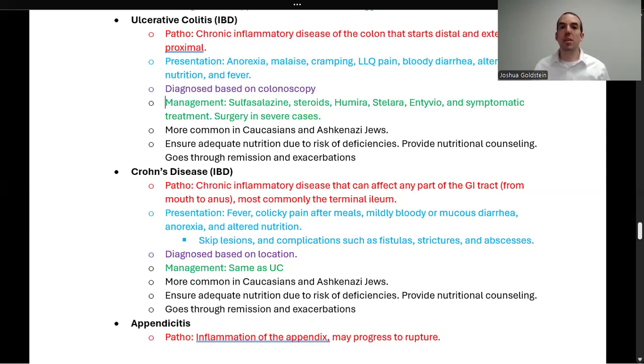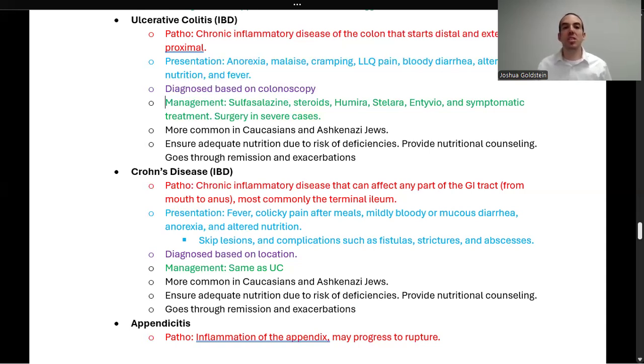Humira, which is a very famous drug, Stelara, Entyvio. All these are famous drugs. These are monoclonal antibodies. These are injectable medications that take several weeks to months until they actually start to work, but they do work extremely well, massively improve these patients' quality of life.